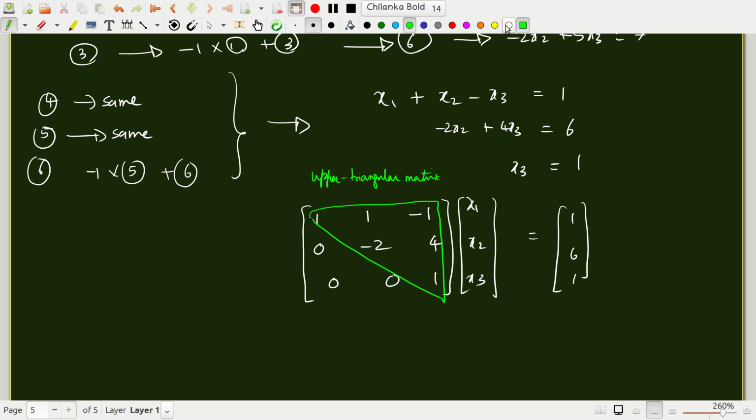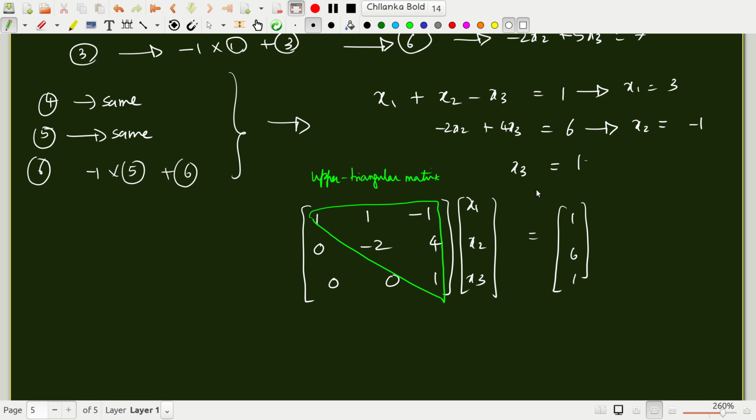Why is it nice to have an upper triangular matrix? You can solve this system of equations sequentially. x3 is 1, then you substitute x3 here and find x2. Then you will find x2 is equal to minus 1. You know x3 and x2, so you substitute in equation 1 to find x1. You will get x1 is equal to 3. Okay, this is the solution.